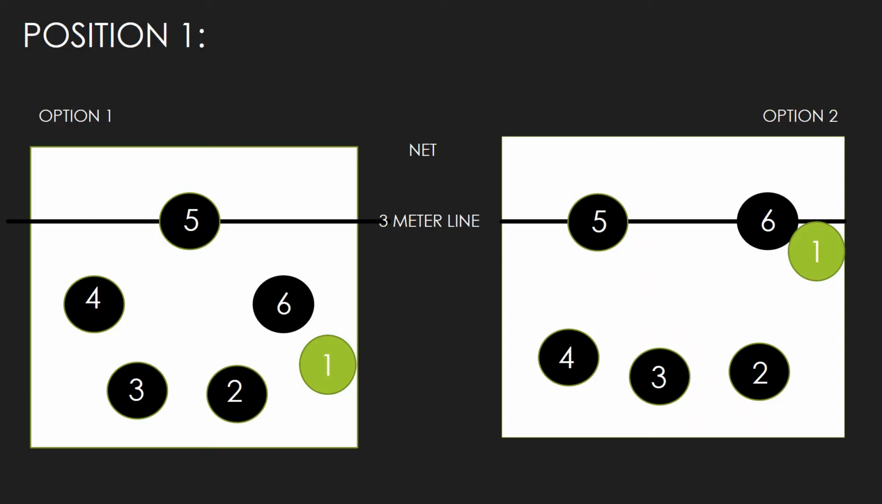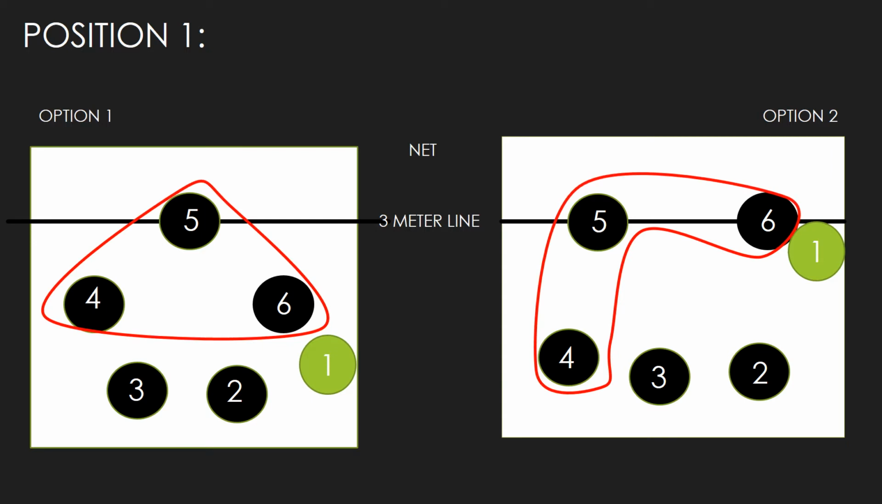Okay, so let's go into serve-receive position 1. Again, the number 1, who is the setter, is in position right back. And this player is also in between player 6 and player 2. The setter, player 1, is also in the back row.